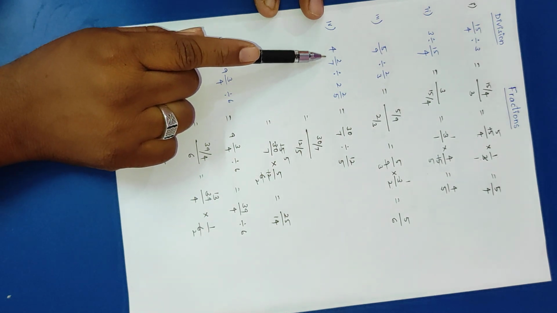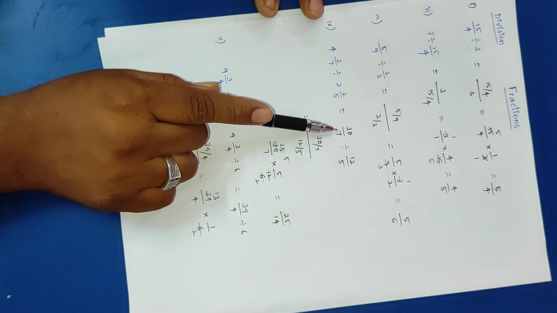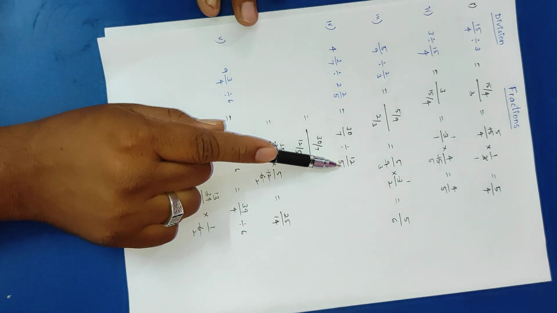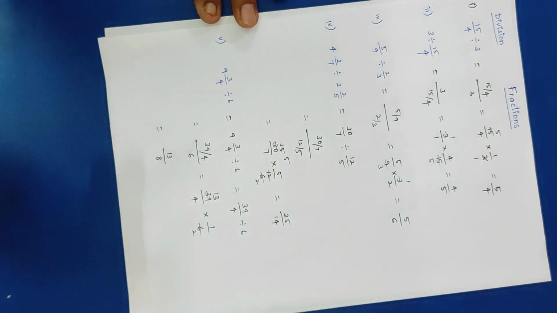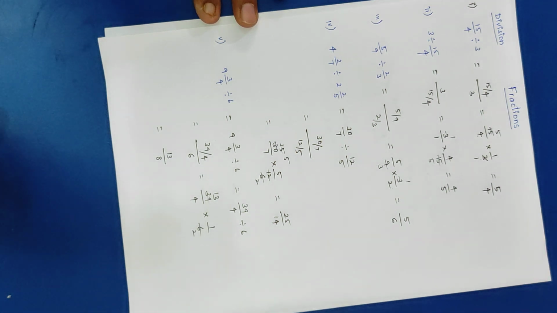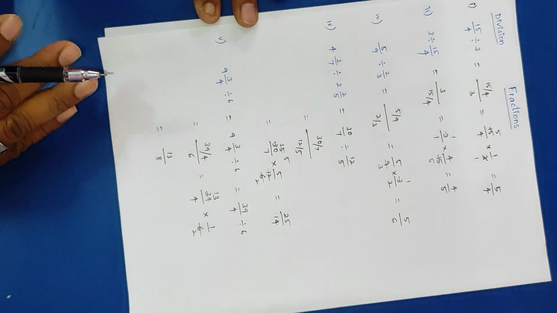Same. First, if this is a mixed fraction, convert it to an improper fraction. Mixed, convert to improper. In this way, same type. You also practice yourself. Whenever you practice more, then you can learn mathematics.